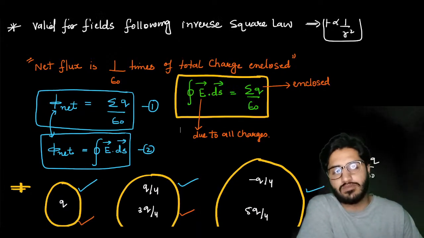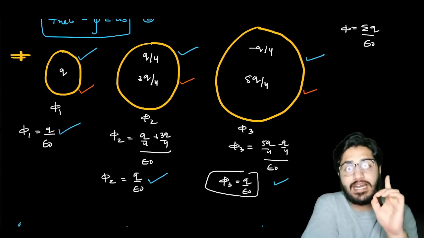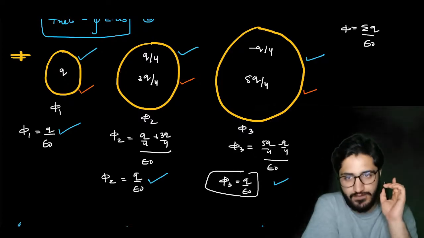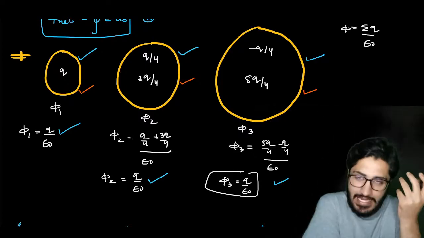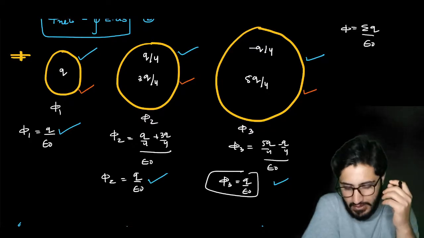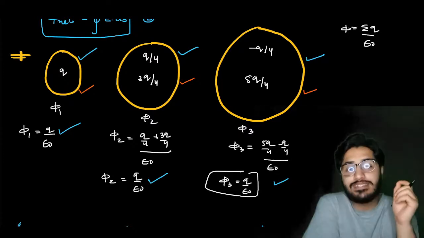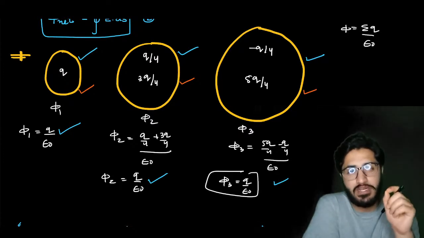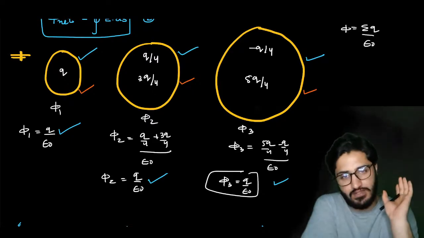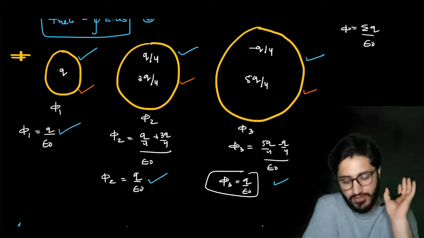Then we discussed one property, that Gauss's law only and only depends on the charge enclosed by the Gaussian surface. It doesn't depend on the size of the Gaussian surface or the shape of the Gaussian surface. It only depends on what? The charge enclosed. Enclosed means the charge which is inside the Gaussian surface. Gaussian surface means the surface on which we are applying Gauss's law.